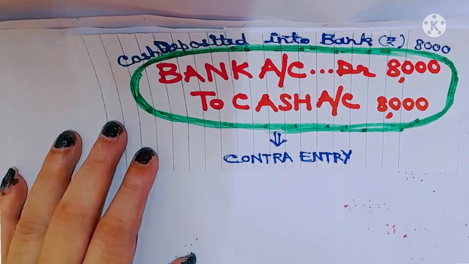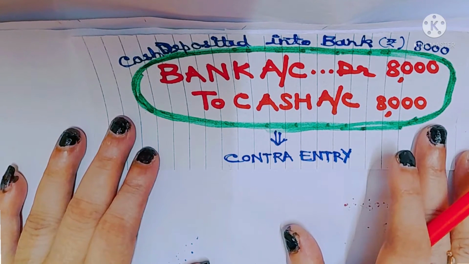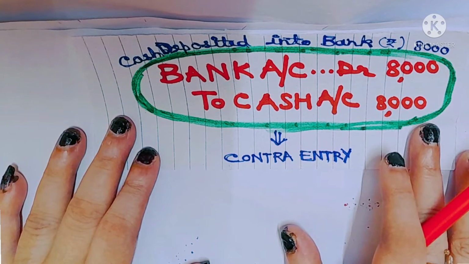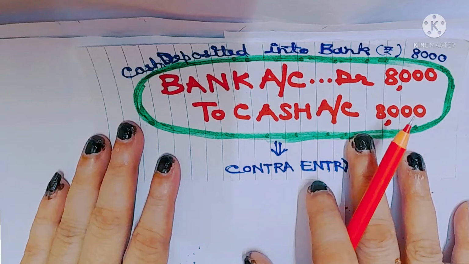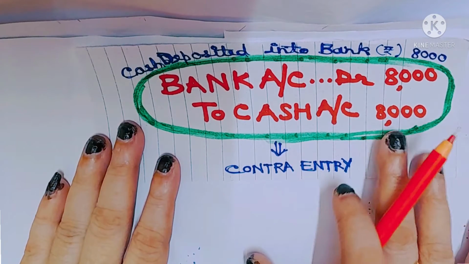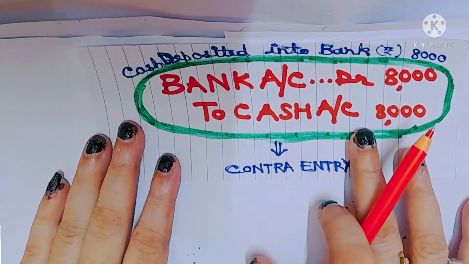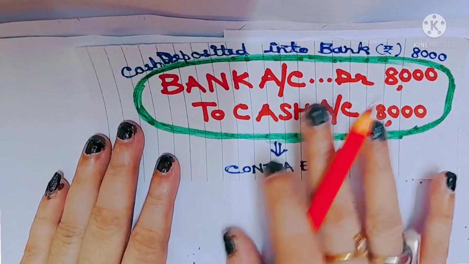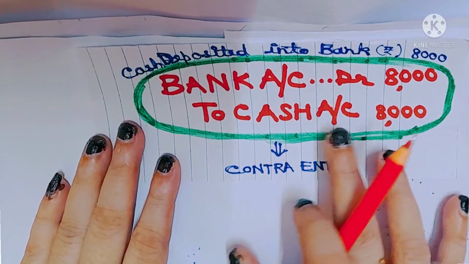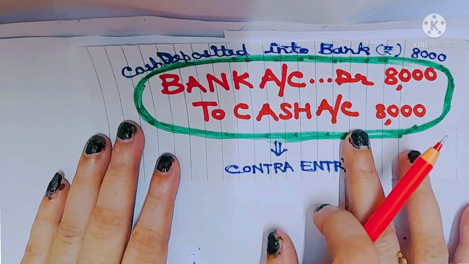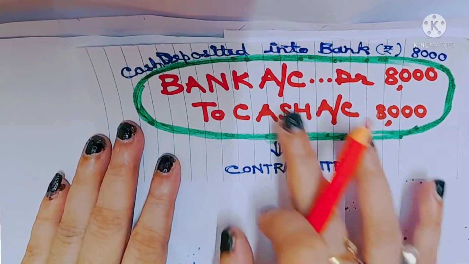What is a contra entry? I have explained in detail in a video titled Contra Entries. If you are really interested, please check it out. A contra entry is a transaction which involves both cash and bank. Both the debit aspect and credit aspect of the transaction get reflected in the cash book. There are only two types of contra entries: bank account to cash account, cash deposited into bank, or cash account to bank account, cash withdrawn from bank for office use. Right now we are doing bank account to cash account.